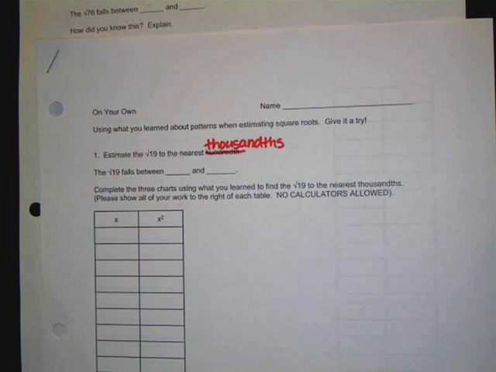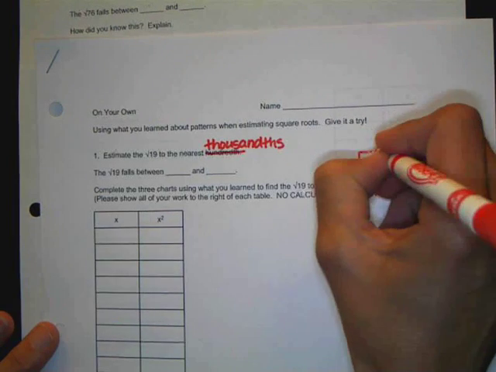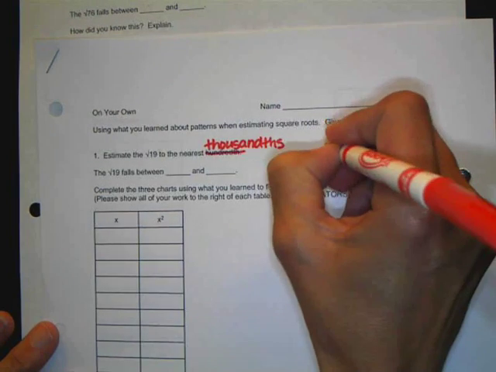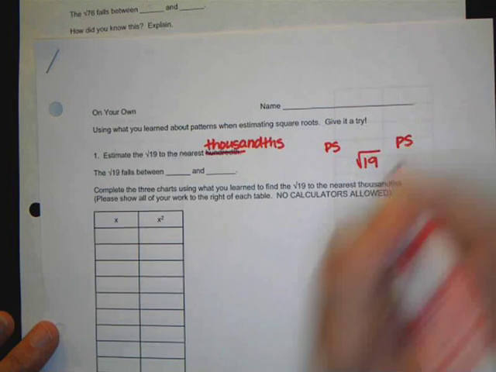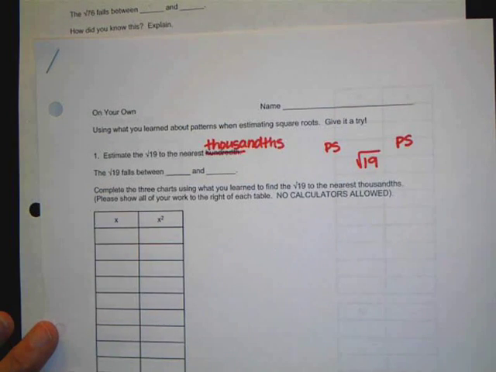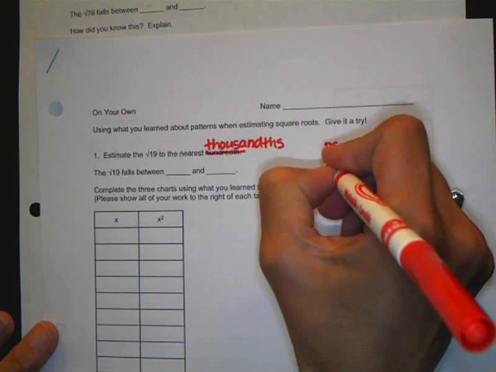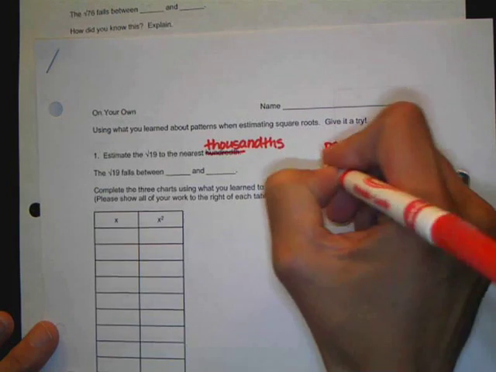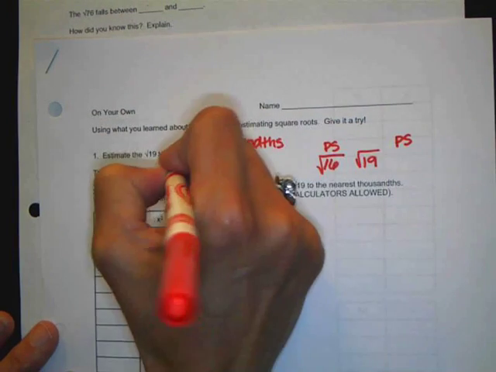First of all, where does the square root of 19 fall between? It's going to fall between which two whole numbers? Well, which are the two perfect squares? If I were to find the square root of 19, the perfect square that's less than 19 is 16. Once we find the square root of that, it's 4.